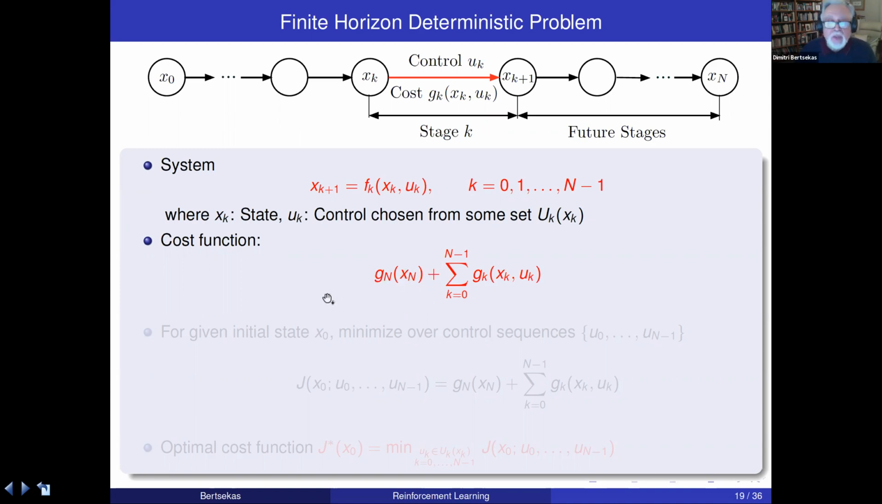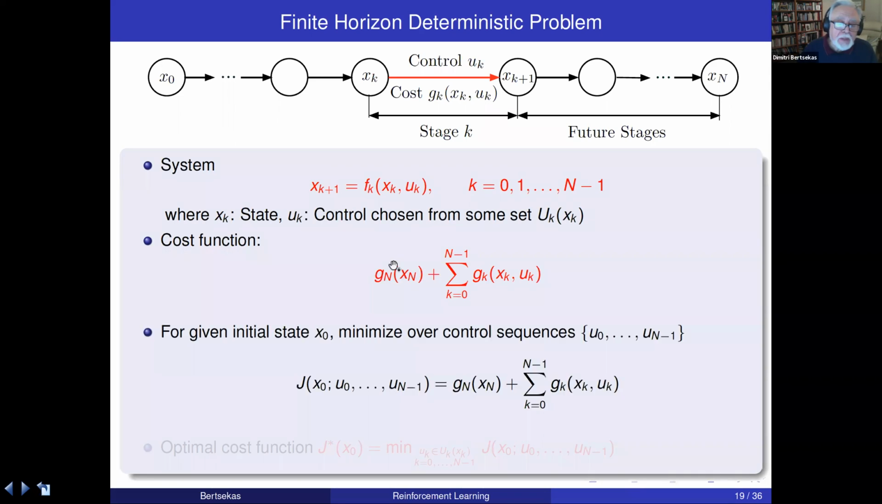So our cost function is this. It's the most general, in the sense that there's a stage-wise cost and a terminal cost. And now the cost is a function of the initial state and the controls that you apply. The intermediate states are determined by this equation. So the cost is a function of this sequence of controls, and the optimal cost is obtained by minimizing over all those controls. And this is what we call the optimal cost function.